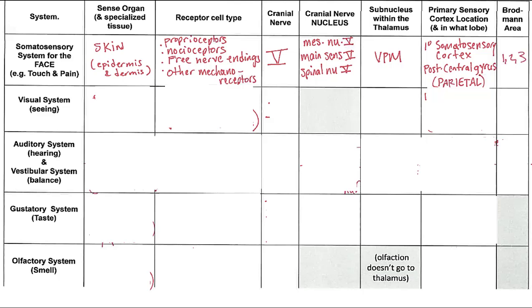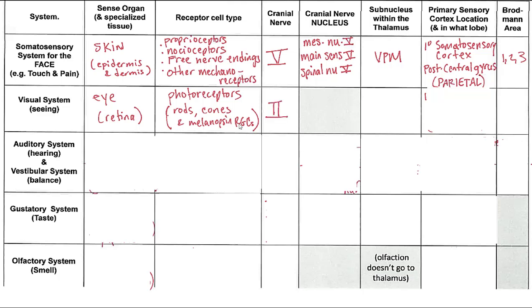What about the visual system? Try to do it on your own first and see what you know. The special sense organ is going to be the eye, and within the eye, the specialized tissue is the retina. There are photoreceptors, 3 types: rods, cones, and intrinsically photosensitive retinal ganglion cells, which are also called melanopsin ganglion cells. We'll talk more about these in the visual system lecture.